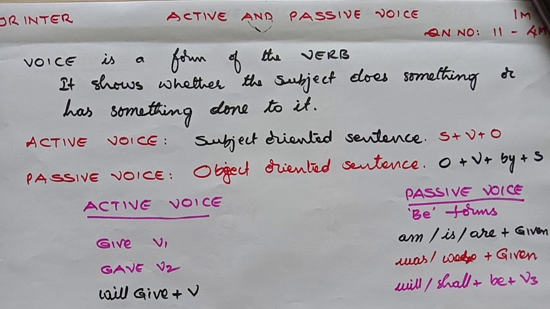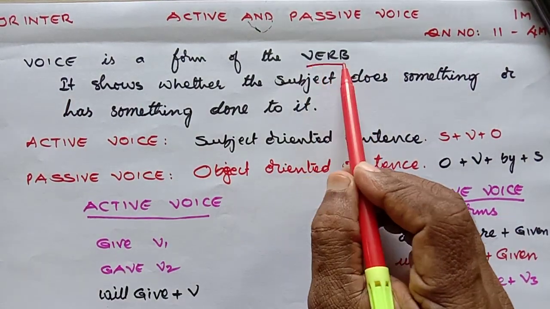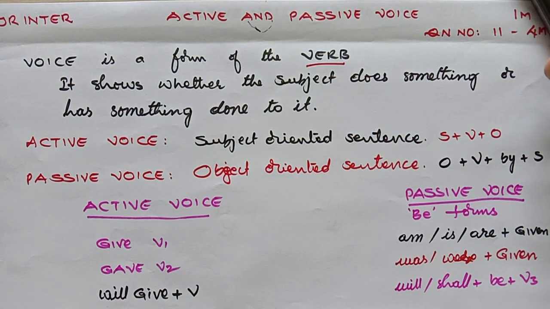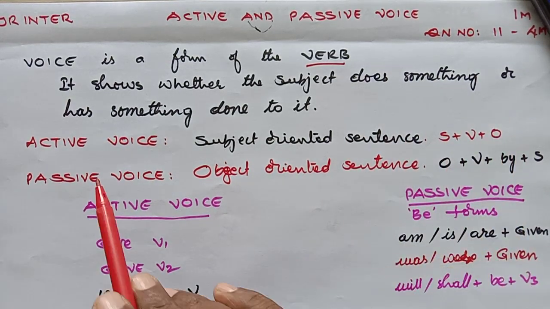What do we need to understand when you convert a statement from active into passive? The task is like this: voice is a form of the verb. Now, once voice is a form of verb, what does it indicate? It indicates whether the subject does something or has something done to it.